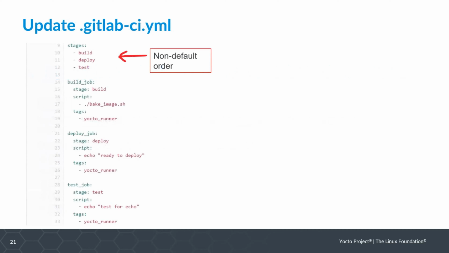So GitLab allows you to change those defaults very easily. This is the syntax you would put in your GitLab config. And at the top here, I've defined the stages as build, deploy, and test. So that's the order they will be run in the pipeline. So you can see the build job as we had before. We'll run our little shell script to bake the image. And then here I've got just basically some examples of what we would put in our deploy and our test job.